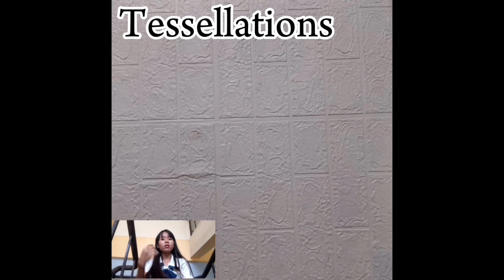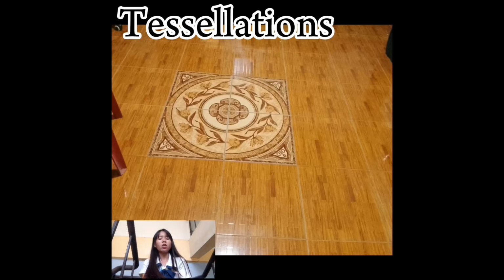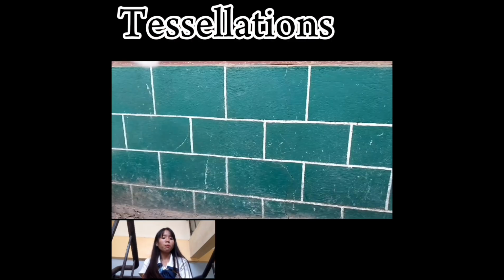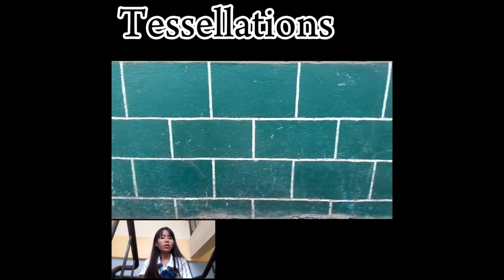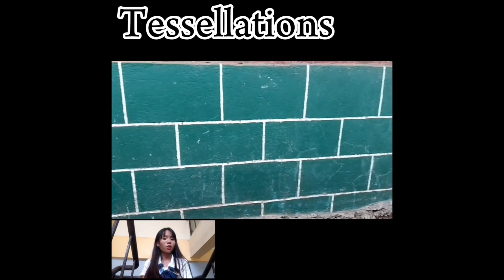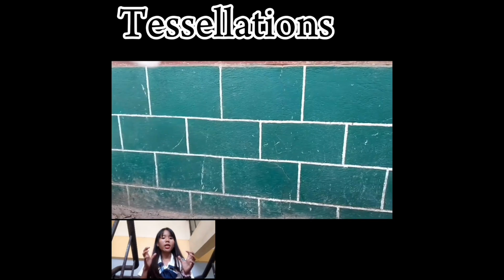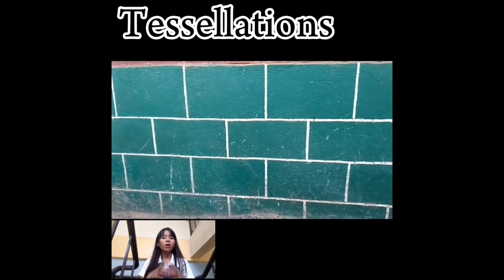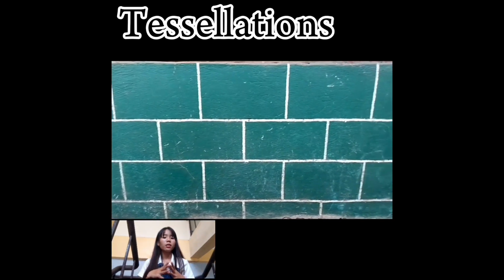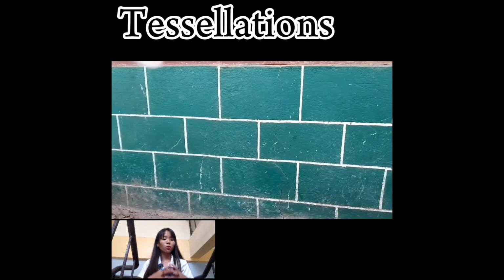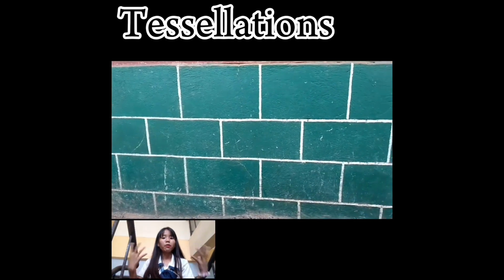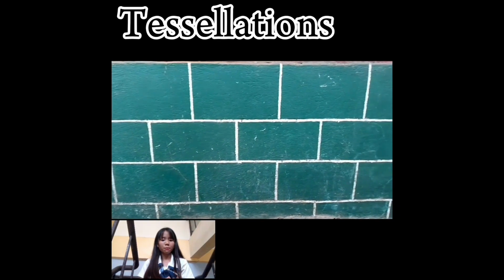Another example of tessellations is a brick-style wallpaper. Brick-style wallpaper is an example of tessellations because it features a repeated pattern that covers an entire surface without any gaps or overlaps. Tessellation, in a mathematical sense, refers to the arrangement of shapes that fit together perfectly to fill a plane.